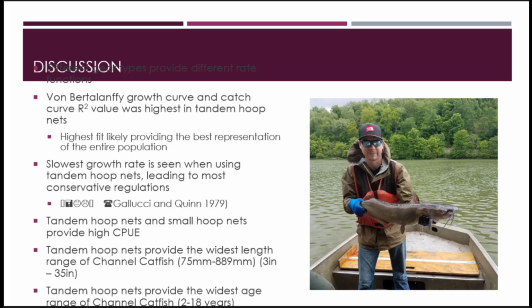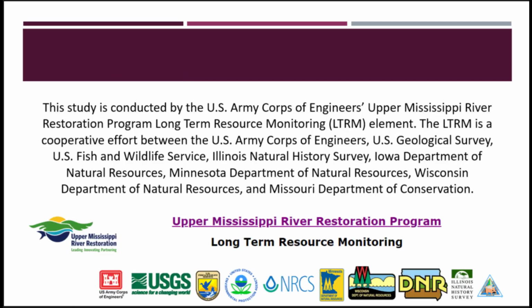Ultimately, the tandem hoop nets and the small hoop nets provided the highest catch per unit effort, and then the tandem hoop nets provided really the widest distribution of sizes in our sampling effort. And then, of course, tandem hoop nets again provided the widest age range of channel catfishes as well.